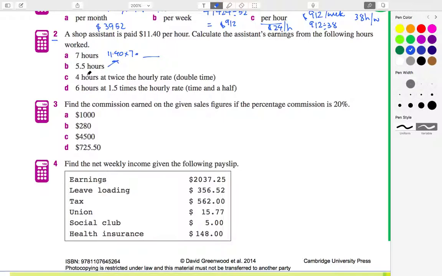Now we have question C, 4 hours at twice the hourly rate, so looking at double time. This is our normal rate, $11.40. Because it's double time, we multiply by 2, and then by 4, because it's 4 hours at double time. Put that in your calculator and you get your answer. If we're looking at time and a half, you have $11.40 times 6 hours times 1.5, and then you get your answer. That's how you work those out. If you want me to go through them, or more examples, such as question 2, just let me know.